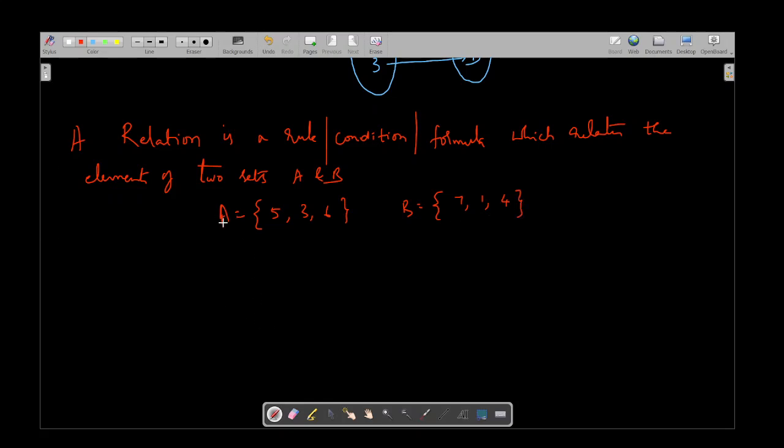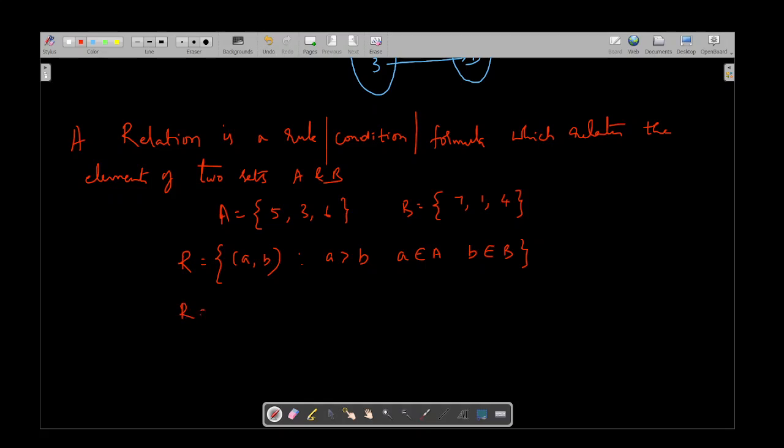So I can develop a relation between these two sets like this. R is equal to (A, B), where A is greater than B, where I'll take A from set A and B from set B. So this is also a definition for relation. Let's see how many ordered pairs we'll get from this.